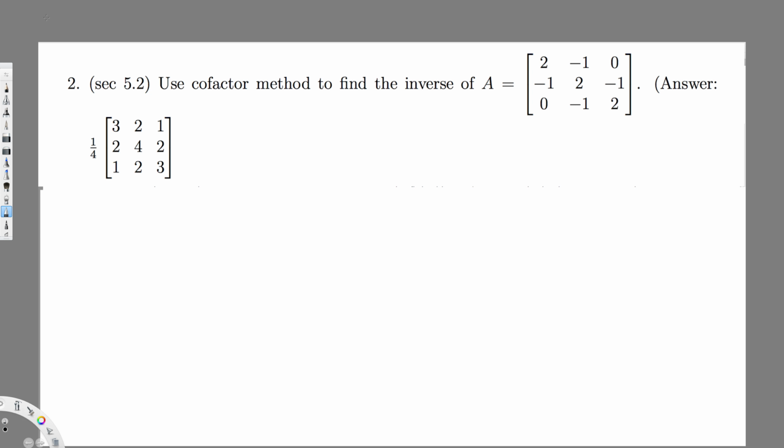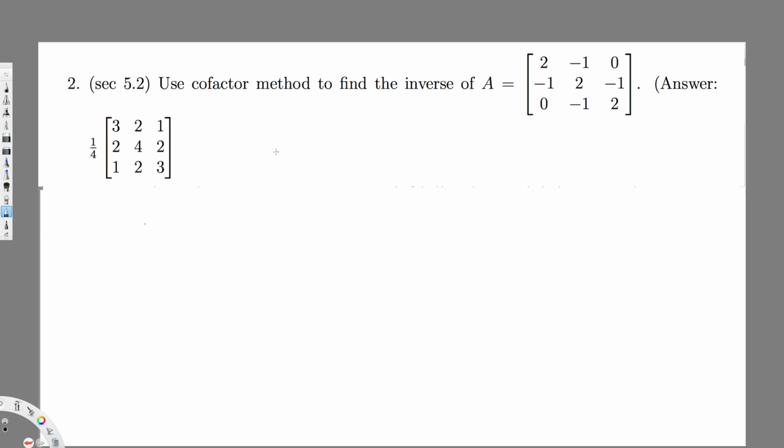What's going on, guys? We have this question right here. It's asking to use the cofactor method to find the inverse of A, and A is given as 2, -1, 0; -1, 2, -1; 0, -1, 2, and this is the answer we have to derive. Let's see how they derived this.